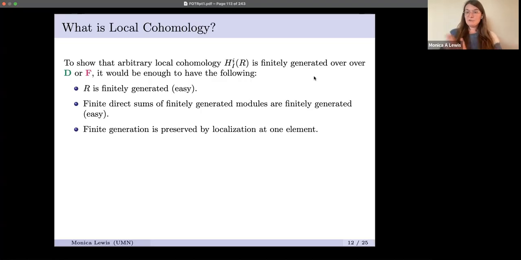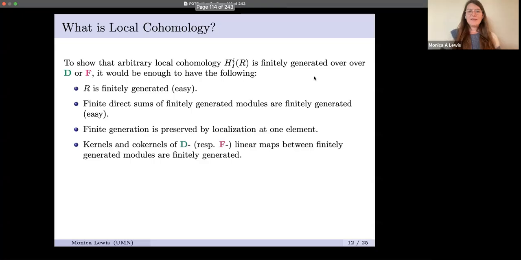be preserved when you localize at one element? And if I have either a D or respectively F linear map between finitely generated modules, must the kernel and co-kernel of that map also be finitely generated? For co-kernels, this is easy. For kernels, let's be a little bit careful. Over D, which is left Noetherian, we're good to go. The kernel is a submodule of a finitely generated module and therefore finitely generated.